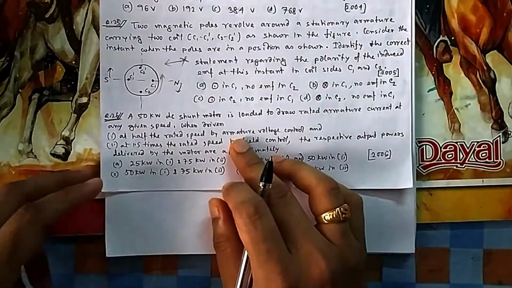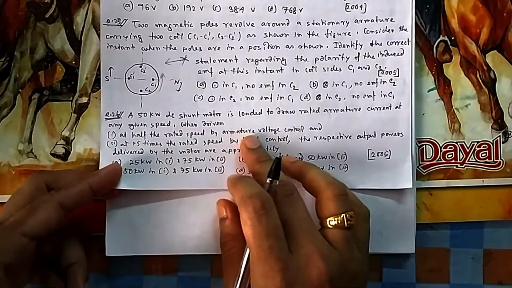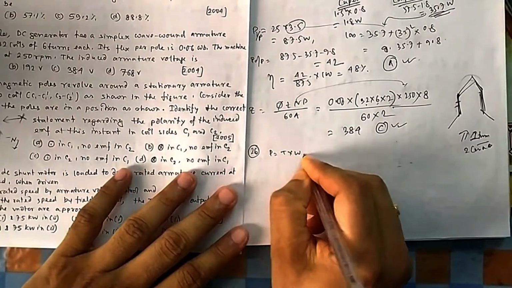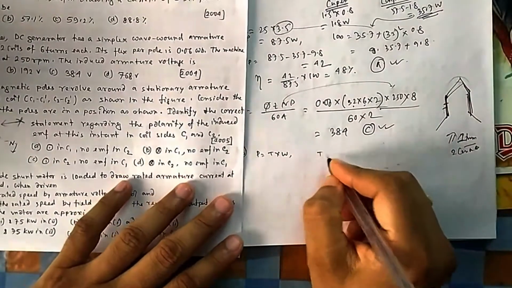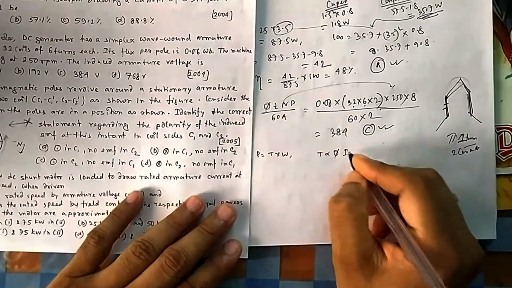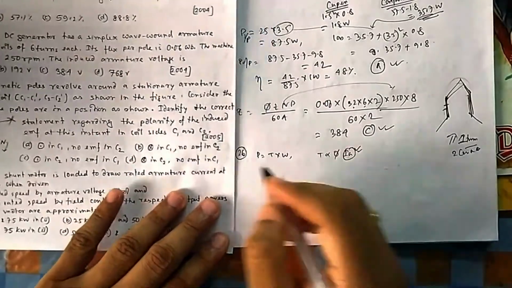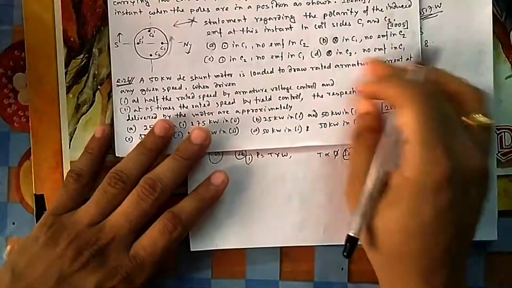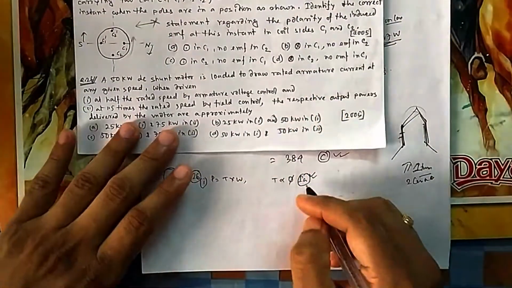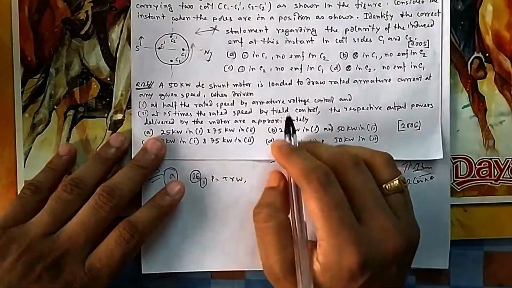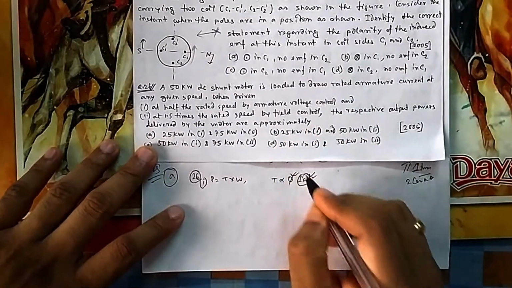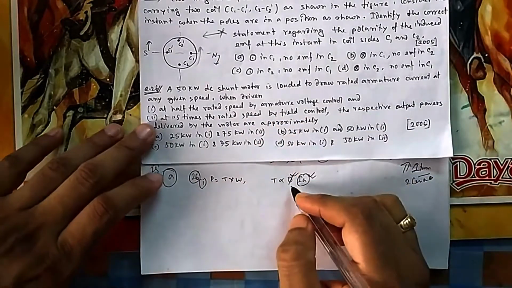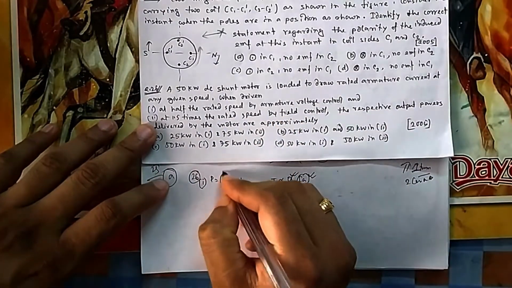Okay, in the first case, it is half the rated speed by armature voltage control. So power is equal to torque into omega. That we know. Now torque is directly proportional to phi into Ia. Ia is fixed for both the first and second cases because the motor is supposed to draw the rated armature current. And in the first case you are using armature voltage control, that means phi is also fixed; you are not changing the field. In the second case you are changing the field, but in the first case it is fixed, that means torque is fixed.